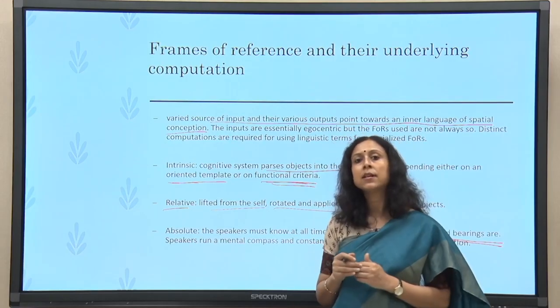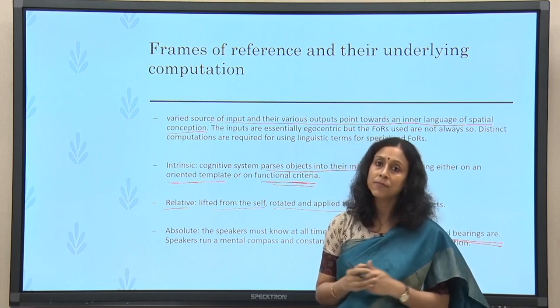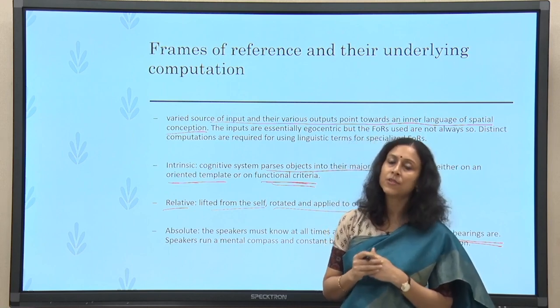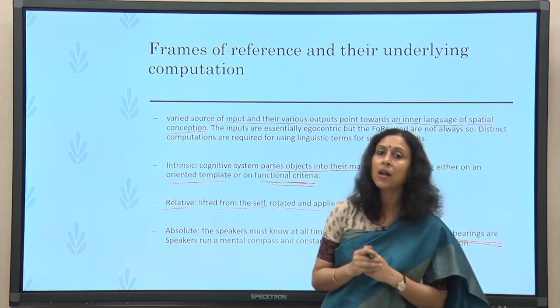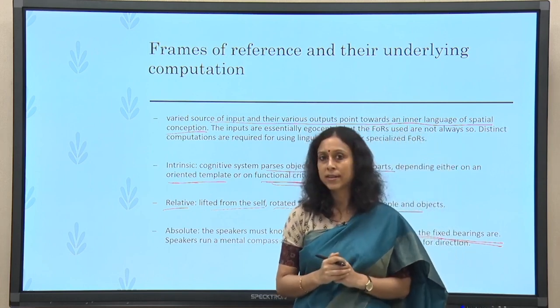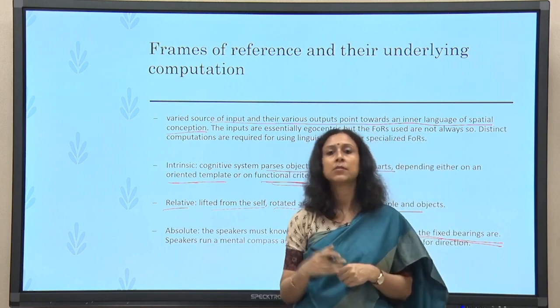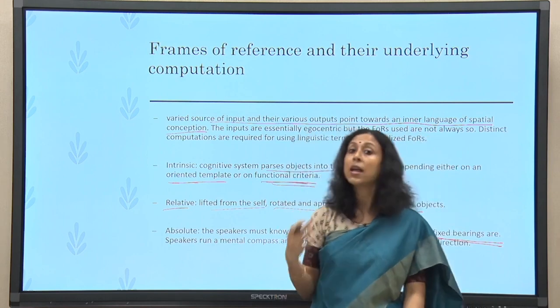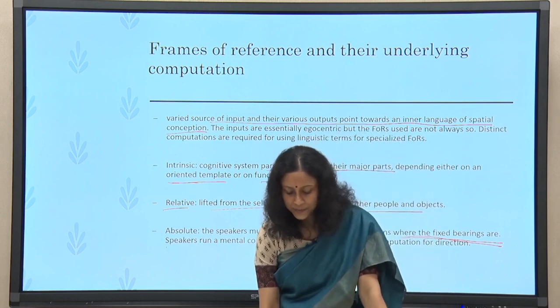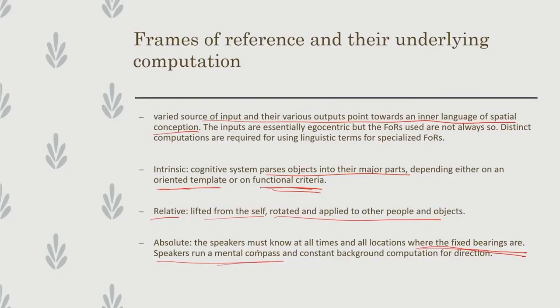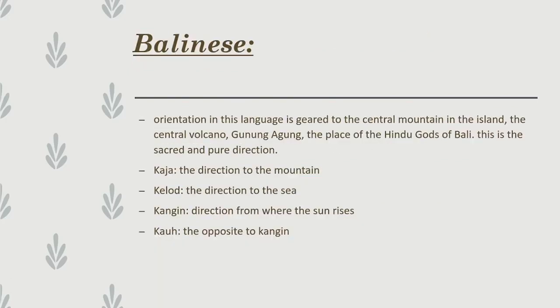But if you are using an absolute frame of reference, the speakers of those languages have to be at all times aware of those fixed coordinates, as to where your north, your south, your east and so on exist at any given point of time. As a result, the speakers run a mental compass all the time, and a constant background computation is going on. So, how do we know that?